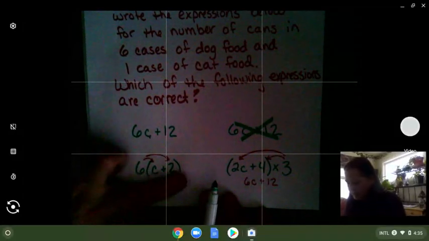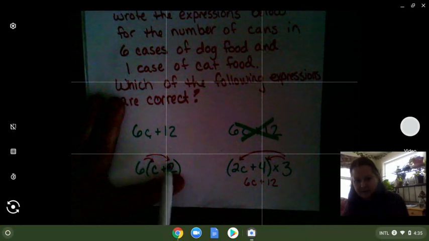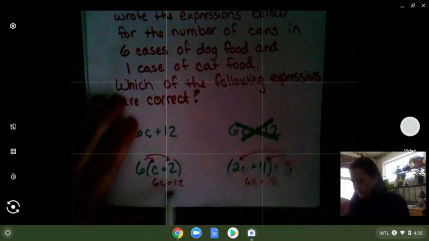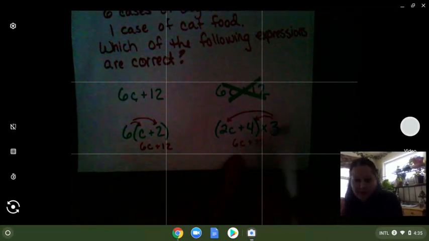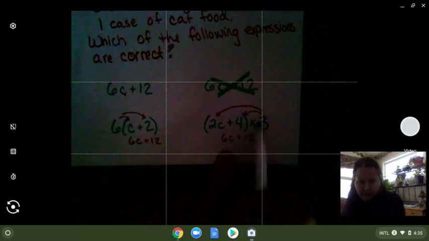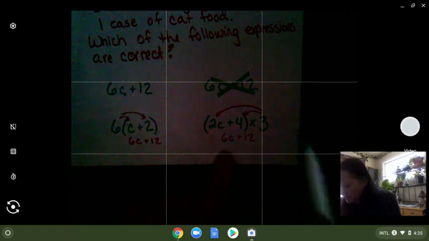Then this is the next one it shows us, and I see I could distribute my 6 here to see if this would work. 6c plus 12. 6c plus 12 is the same as this one, so that one would work. This one, I have a 3, and it looks a little strange, but it's still multiplying, and we're still multiplying this whole parentheses by the 3. So I can distribute backwards as well. 3 times 2c is 6c. 3 times 4 is 12, and we're adding those. So again, that would work for the number of cans.